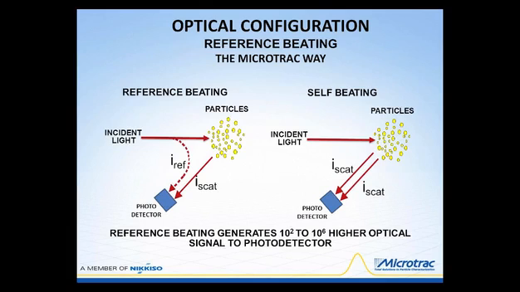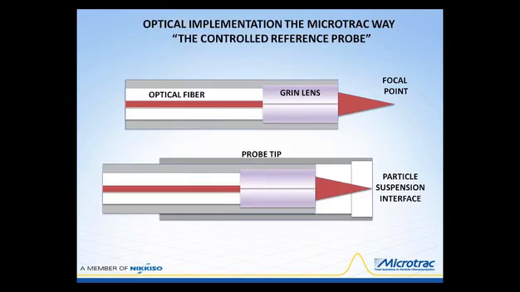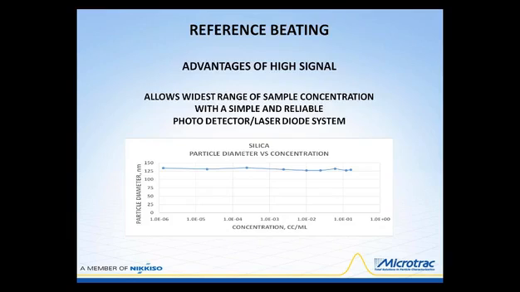The reference beating we have found to be superior to self-beating in the fact that you get an optical signal that is 100 to 1,000,000 times stronger relative to the noise content of the signal. This comes about because the reference beam can be that much higher in intensity than the scattered light. Scattered light is usually very low intensity. So if you're doing reference beating, then you're working with a much higher signal, and that leads to a number of advantages.